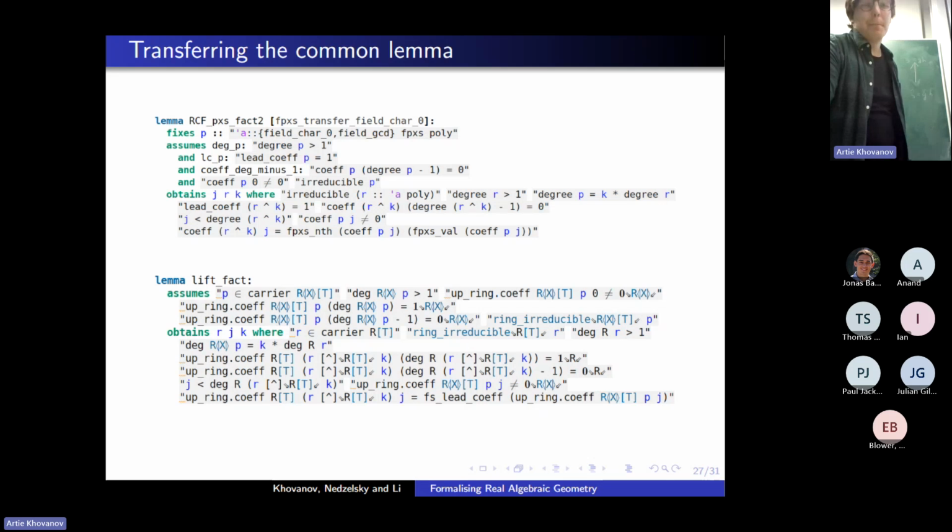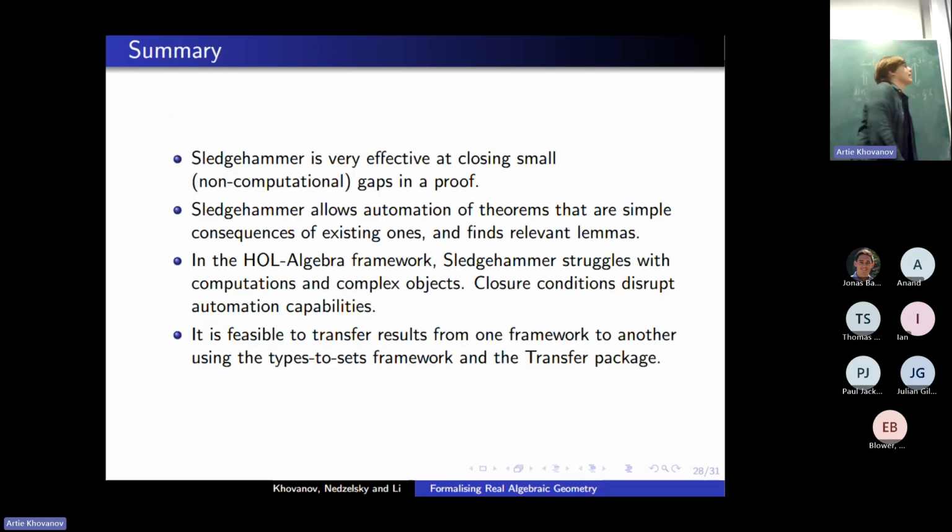Right, cool. So, to summarize. The automation sledgehammer is very effective at closing small non-computational gaps in a proof, but it struggles with computations and more complex objects. One of the reasons for this is these closure conditions that keep popping up that force us to check if everything is still in the carrier set. That really messes with it. Also, it is feasible to transfer results from one framework to another so that we can make best use of the best parts of each framework using the type set framework and the transfer package.